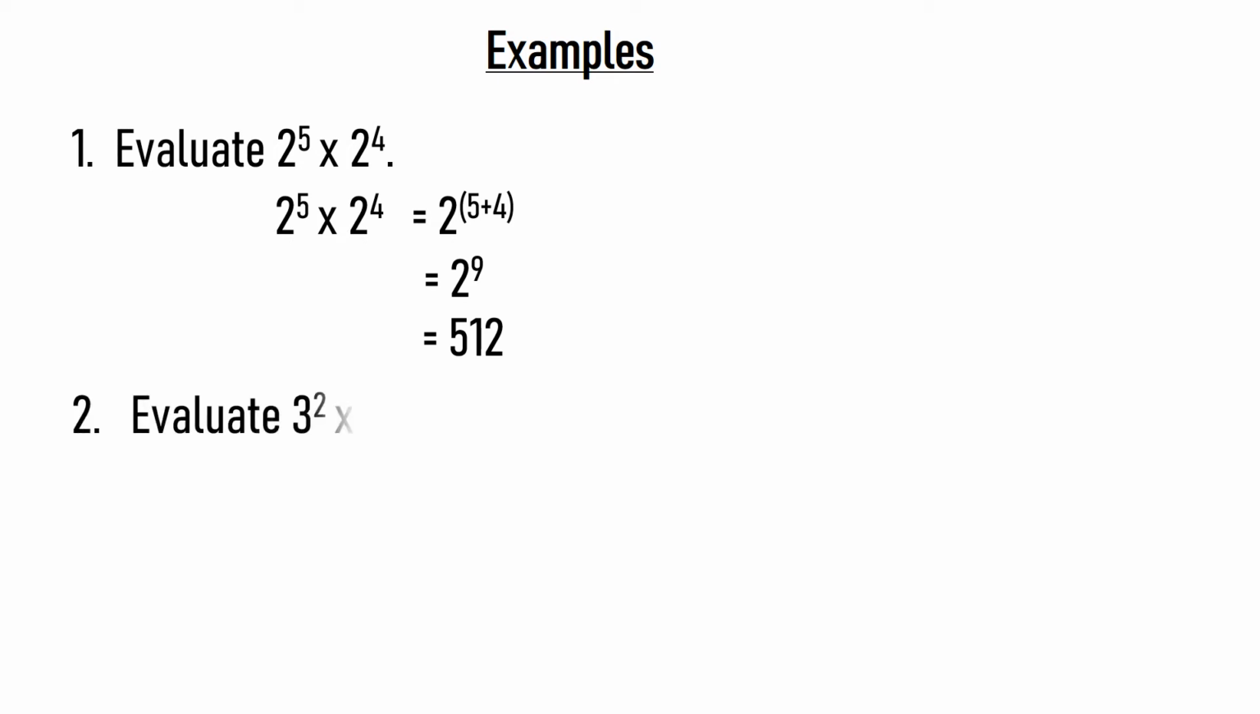Example 2. Evaluate 3 power 2 times 3 power 3. So this can be expressed as 3 raised to 2 plus 3, which becomes 3 power 5. 3 power 5 means 3 times 3, 5 times, which gives us 243.